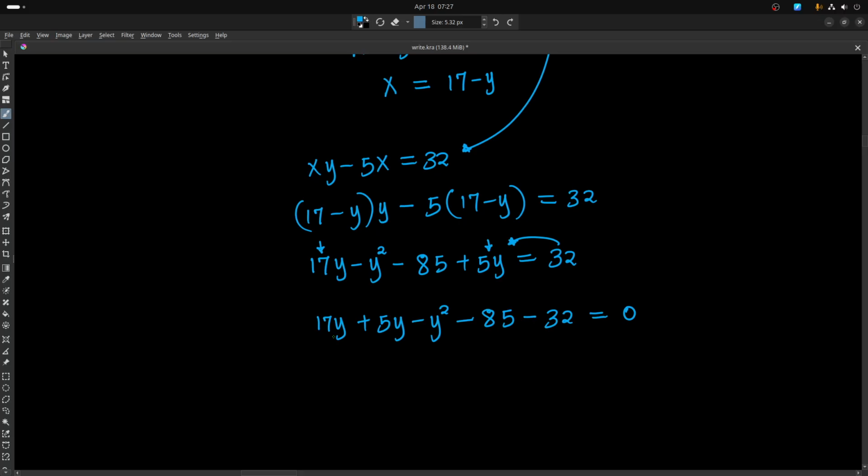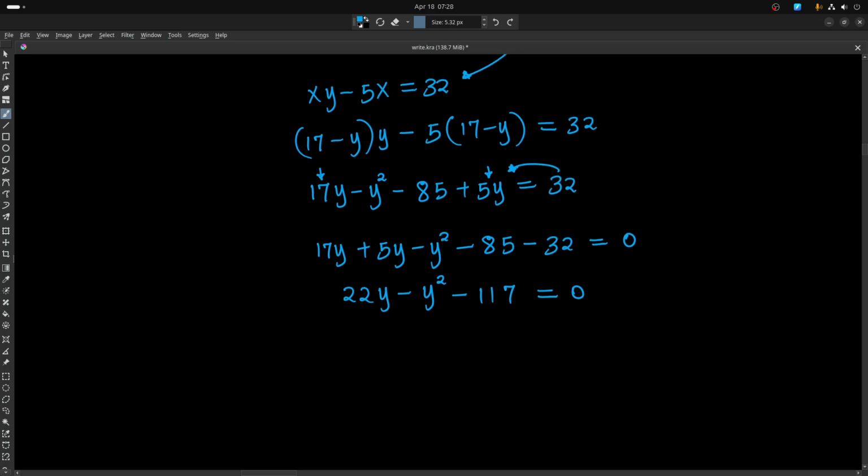Okay, so 17y plus 5y will give us 22y. Then we still have minus y squared, then negative 85 minus 32, that's going to be negative 117, and this is equal to 0.